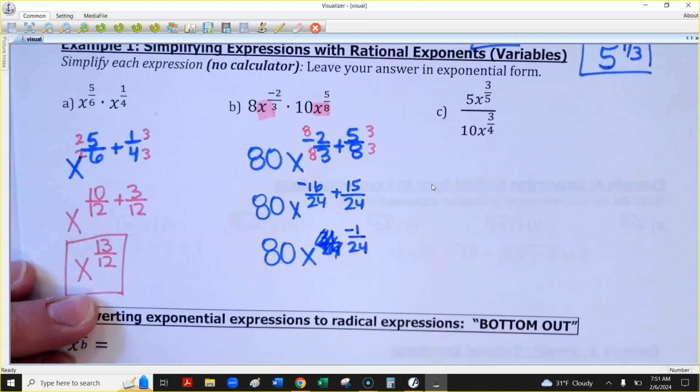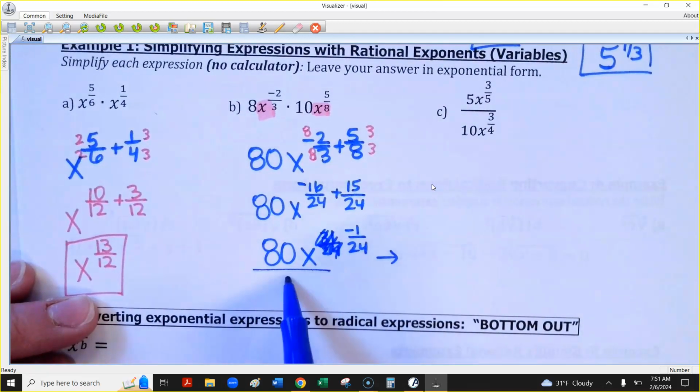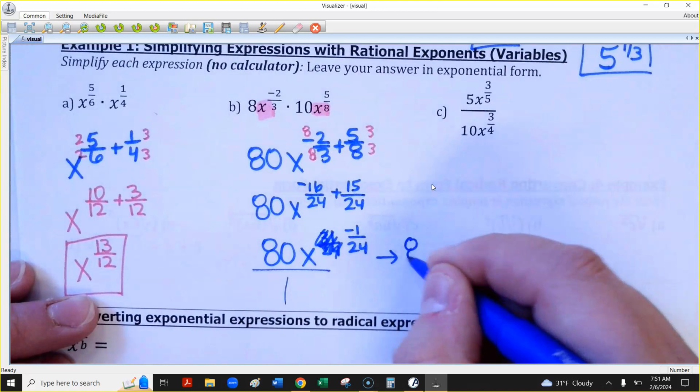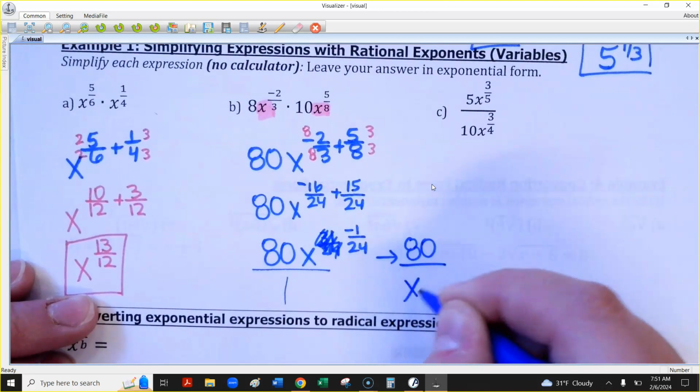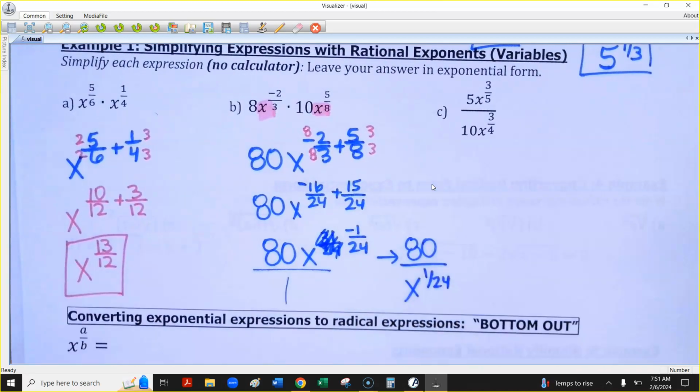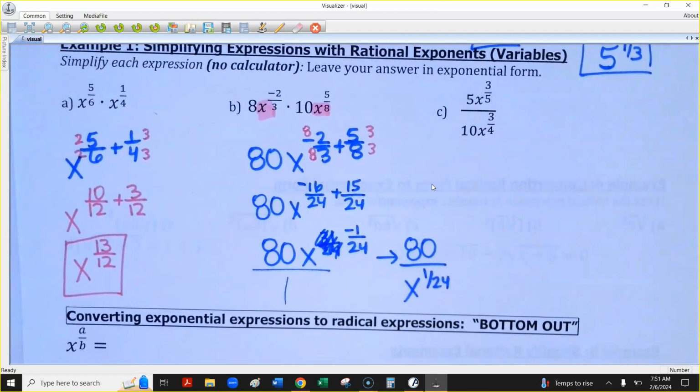Now, in this case, I didn't finish the problem. So you're going to take the negative exponent, which is only on the x. So I'm going to leave the 80 on the top, and then x to the positive 1 over 24 would go on the bottom. Sorry about that. That 2 is negative. Don't move the 80, though, because that doesn't have a negative exponent. Only the x does.